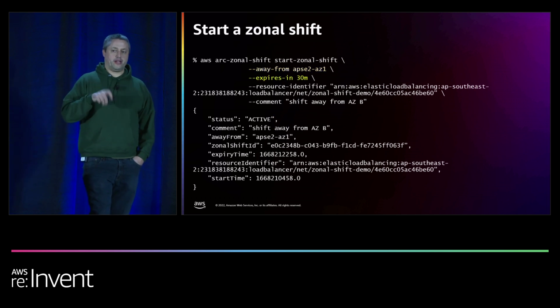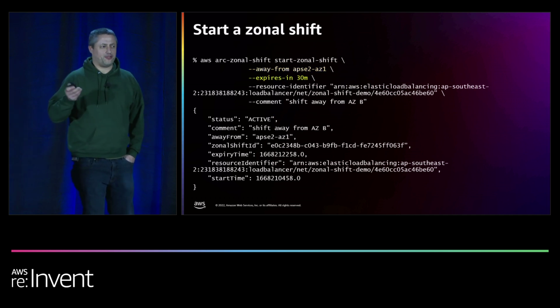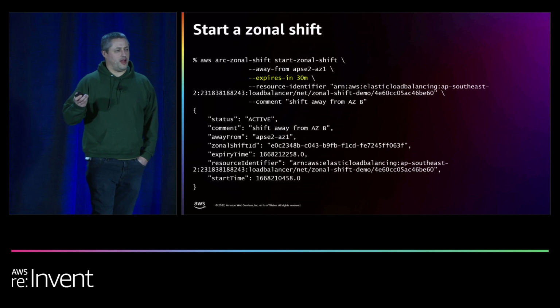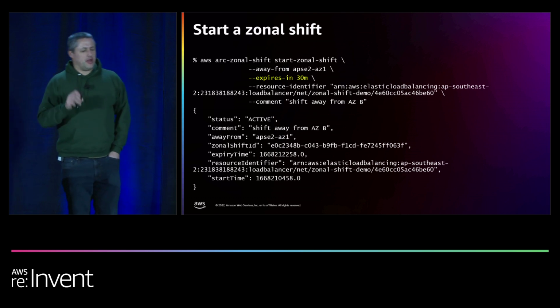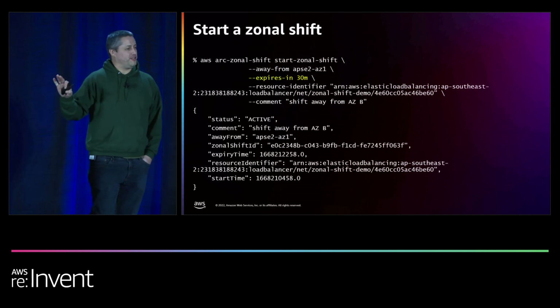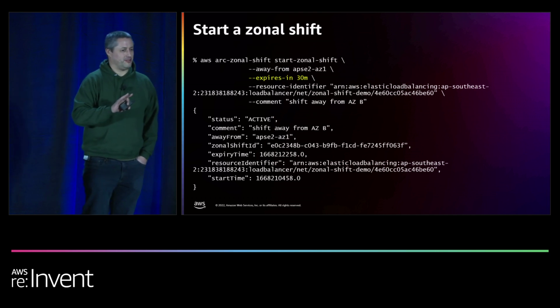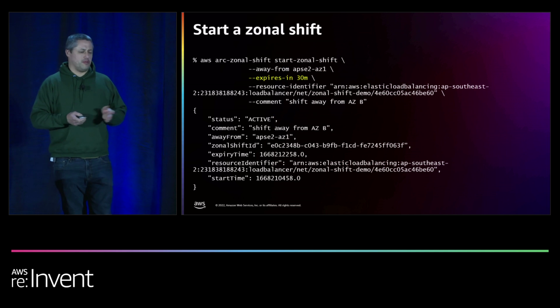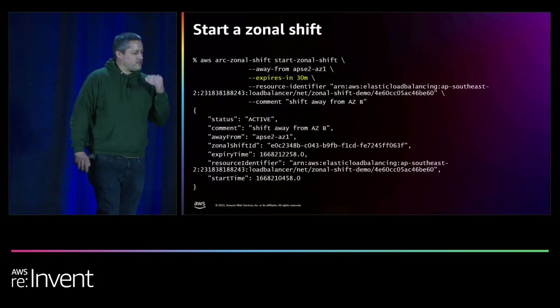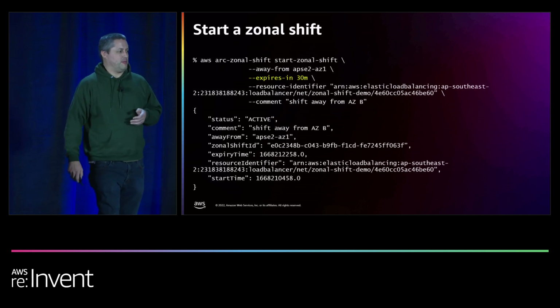We have an expiry time here, and this is kind of important. I said that AWS has been doing this for quite a long time, and one of the lessons that we learned is it's really not a good idea to allow a shift or to forget that a shift is in place. You really need to return to your fully redundant form as quickly as possible. So we've deliberately built in an expiry time into this.